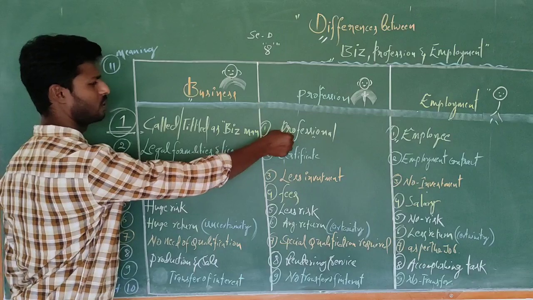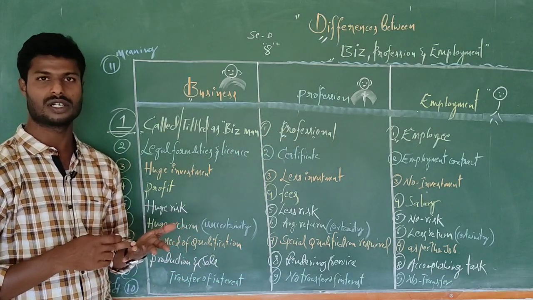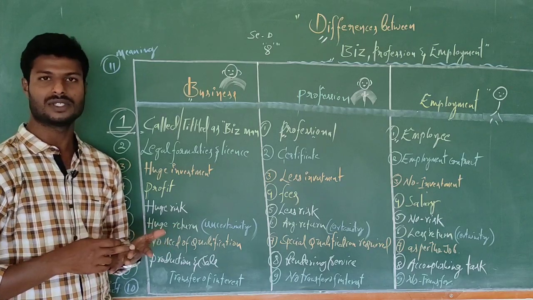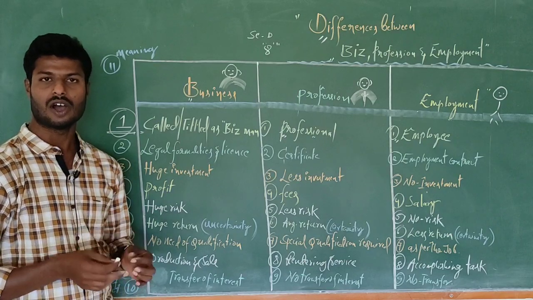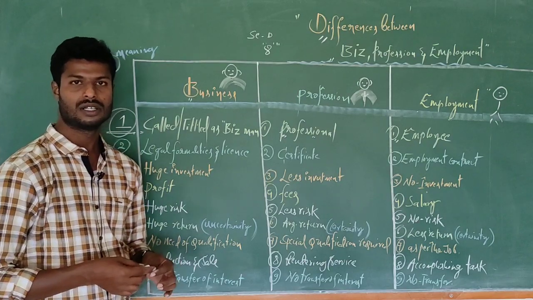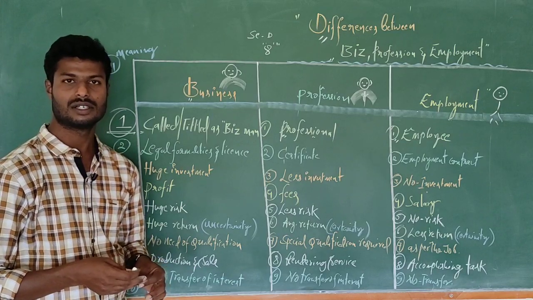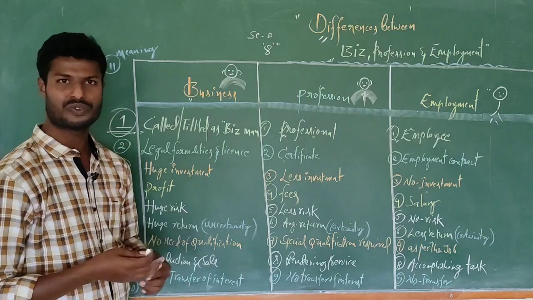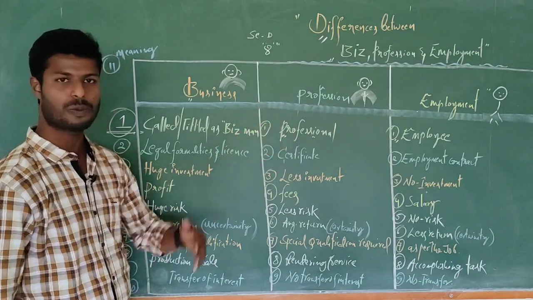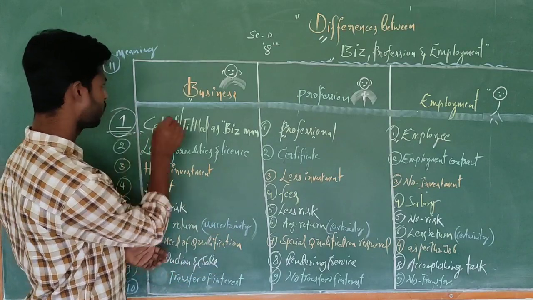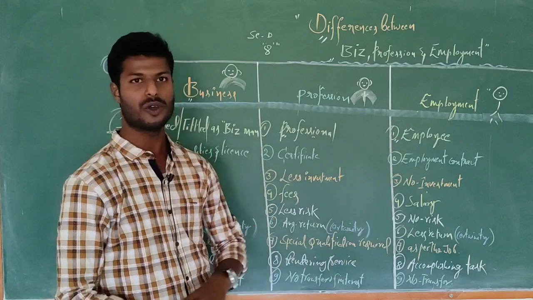Business by businessman, profession by professional, employment by employee, right? And for profession, we can give so many examples: lawyer, doctor, chartered accountant, assistant professor, mechanical engineer, artist, plumber, aeronautic space specialist, designer. Software designers and software developers are all professionals, examples of profession. The first difference: business by businessman, profession by professional, employment by employee.